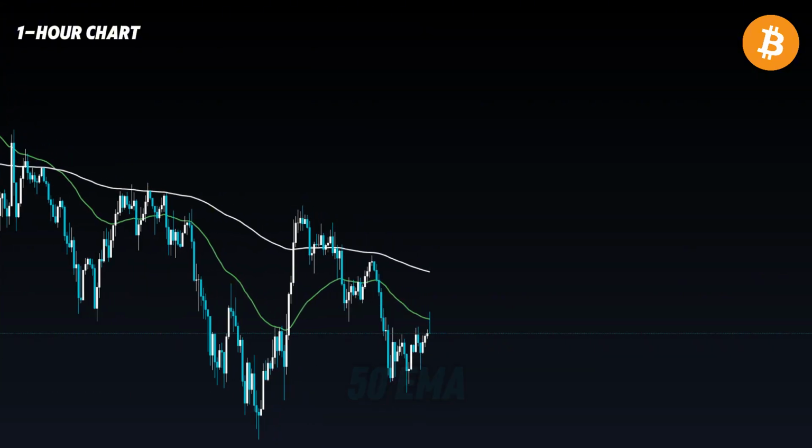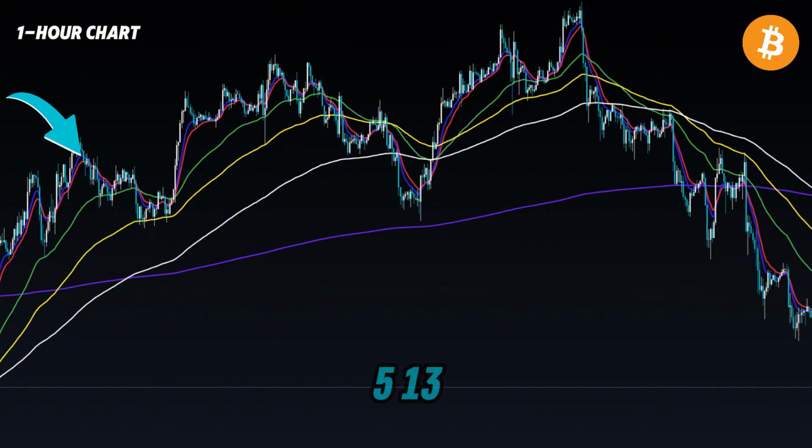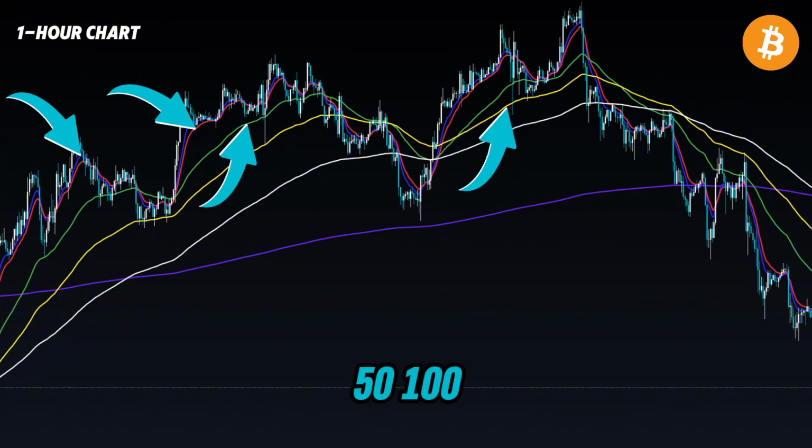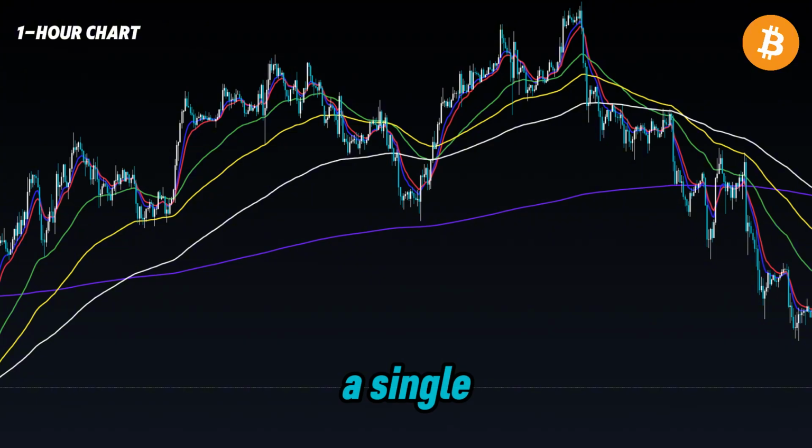In addition to the 50 EMA, we also have other key EMAs like the 5, 13, 50, 100, 200, and 800 EMAs. While using a single EMA can give you a basic sense of the trend, combining multiple EMAs can provide a more comprehensive view, enabling better trading decisions.